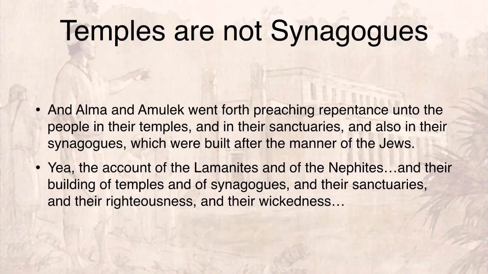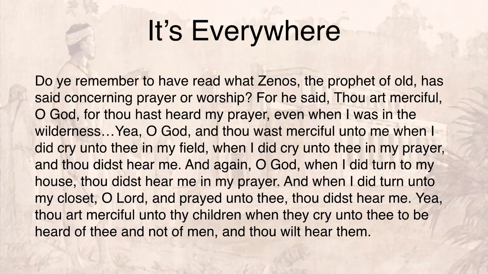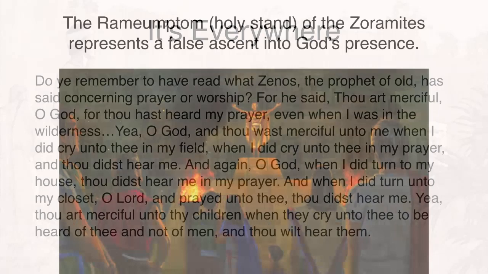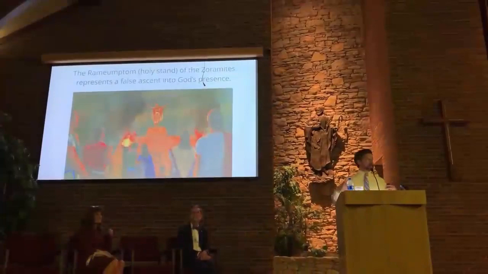Basically, it's everywhere. Here's Zenos, talking about, "Thou art merciful, O God. Thou hast heard my prayer when I was in the wilderness." That's with the unclean beasts. "When I was in the field," that's with the clean beasts. "And when I did turn to my house," that's the holy place. "And when I did turn in my closet," in my holy of holies. Ascending levels of holiness. It's all through there. The Rameumptom was even a substitute for that. You know, the high lifted up stand where only one person gets to stand and, oh, wait, sorry.